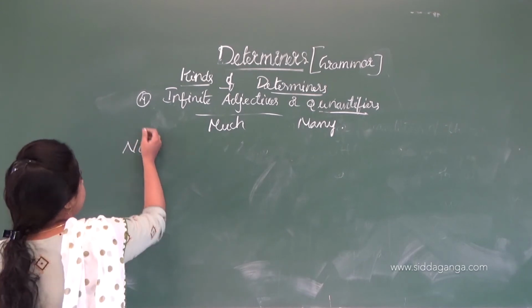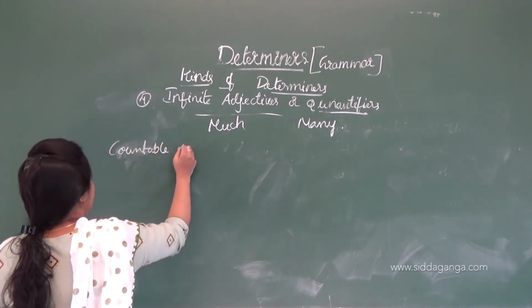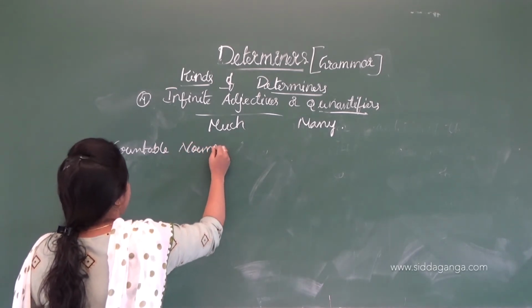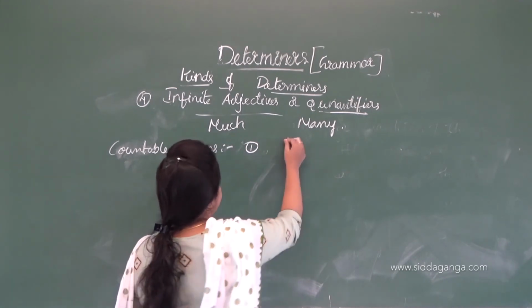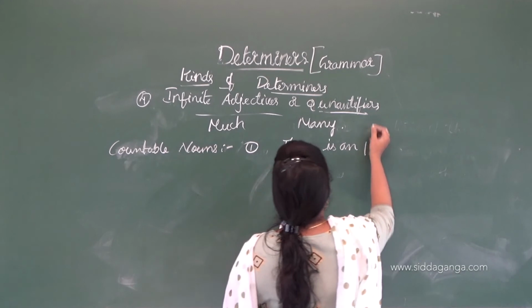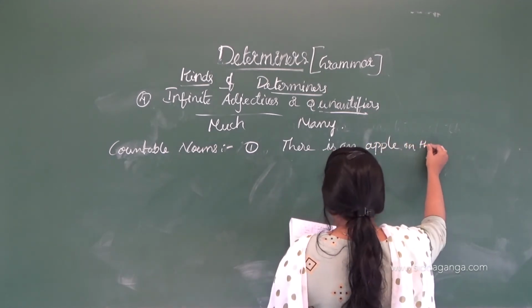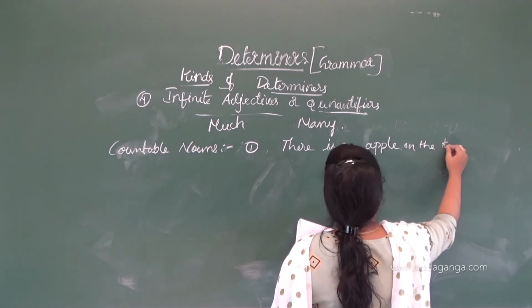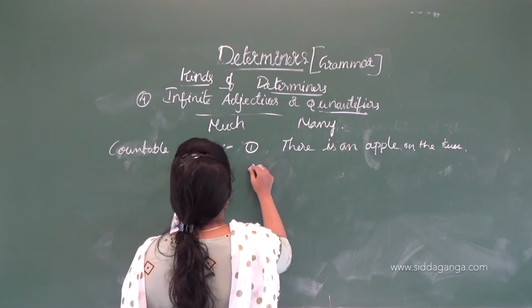So countable nouns. Example, there is an apple on the tree. Okay, on the tree. So we can count it easily.